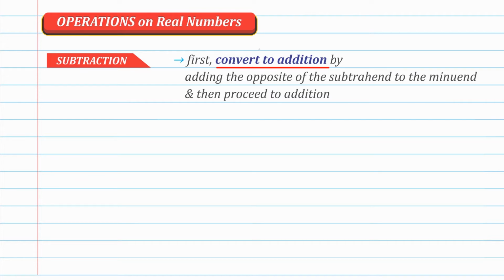Makes sense. Now, second step, proceed to addition. Indeed. Subtraction, you don't know how to do it. You convert to addition, and then since you have mastered addition, you can now proceed to addition. Now, the tricky part here is, how do we convert to addition? Now, let me continue reading. You convert to addition by adding the opposite of the subtrahend to the minuend. What does that mean? The best way to explain it is by looking at some examples.